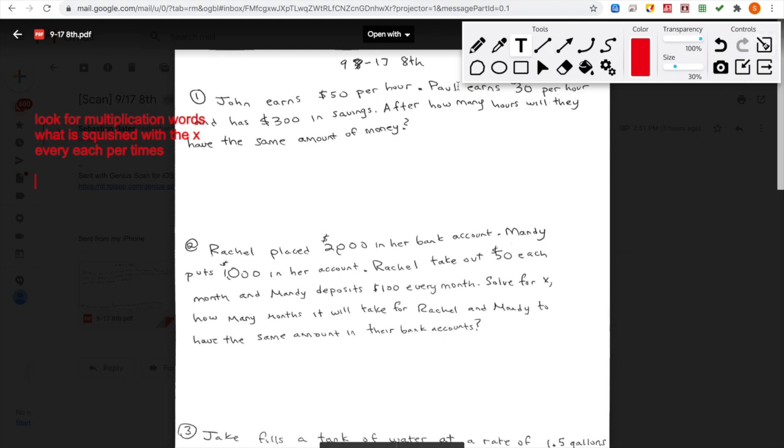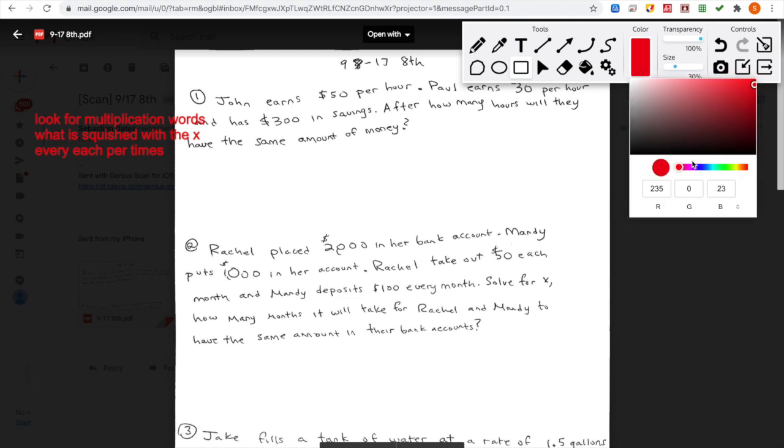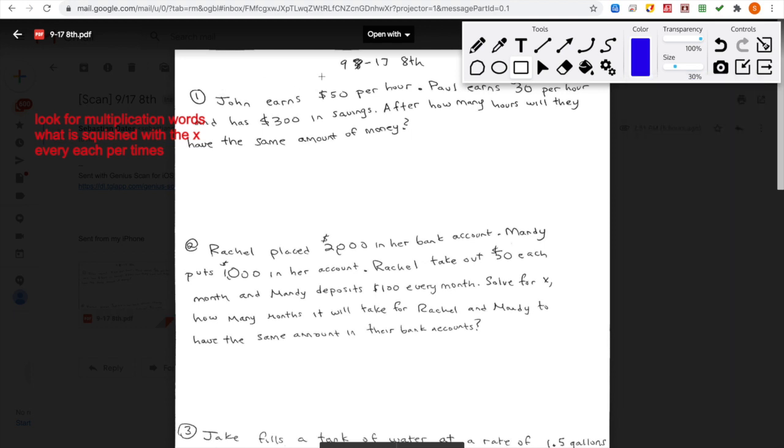So John earns $50 per hour and Paul earns $30 per hour. And Paul has $300 in savings. After how many hours will they have the same amount? So first we're going to take this bluish color. We're going to box in all of John's stuff. So John earns $50 per hour. So there's that word per. I know that's going to be squished with an X then. That 50 is going to have an X with it.